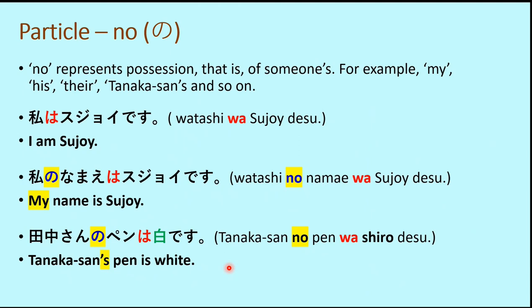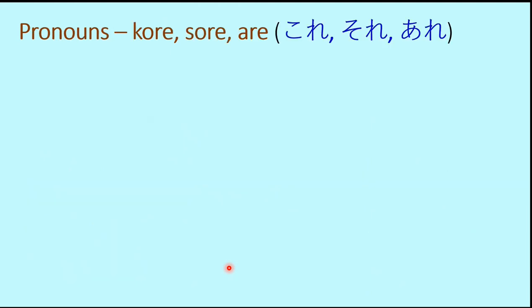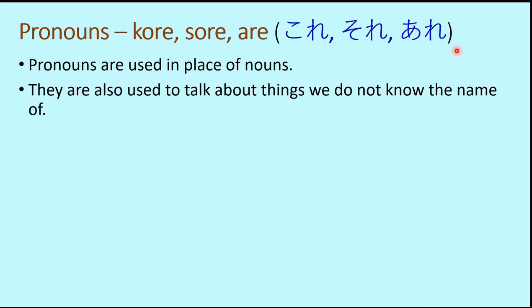With that said, now let us move on to the main topic of today's lesson, which is pronouns for this and that. The three words that are used in Japanese to represent this and that as pronouns are kore, sore, and are. Kore, sore, and are. So let us see what these three mean and how they are used.